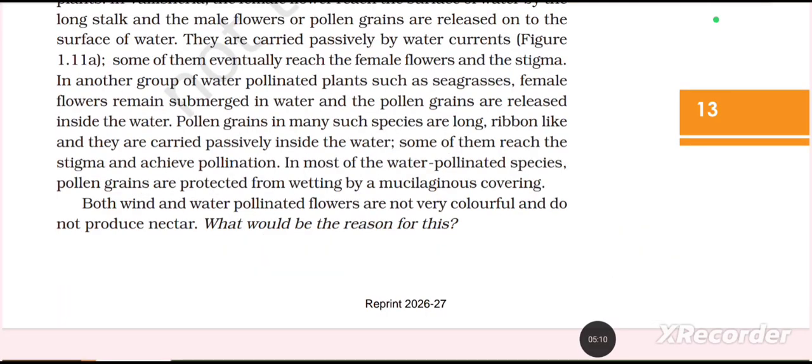In most of the water pollinated species, pollen grains are protected from wetting by a mucilaginous covering. Both wind and water pollinated flowers are not very colorful and do not produce nectar. What would be the reason for this?